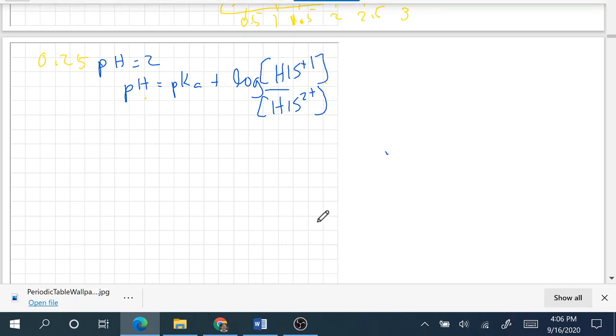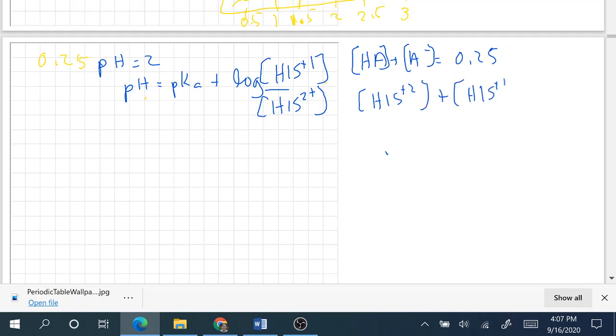Alright, so we know the pH and the pKa, so we can use that to find our concentrations, because we also know the concentration of our solution, so we could say HA plus A minus is equal to 0.25 molar. So those are concentrations. Okay, so the His plus 2 plus the His plus 1 is equal to 0.25 molar.